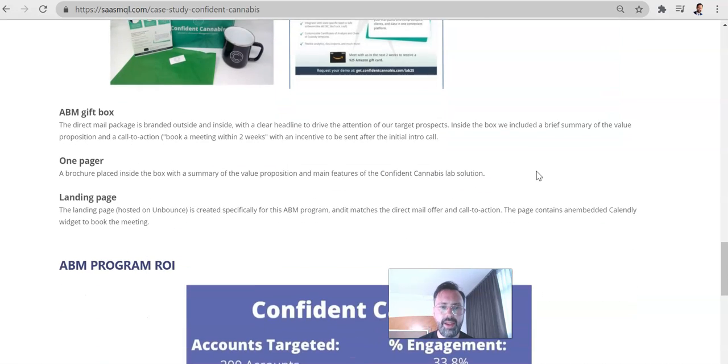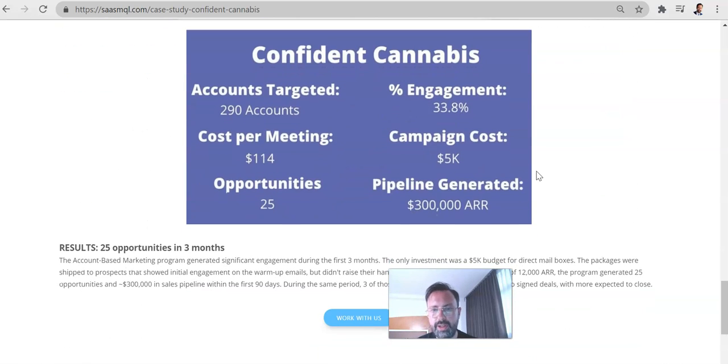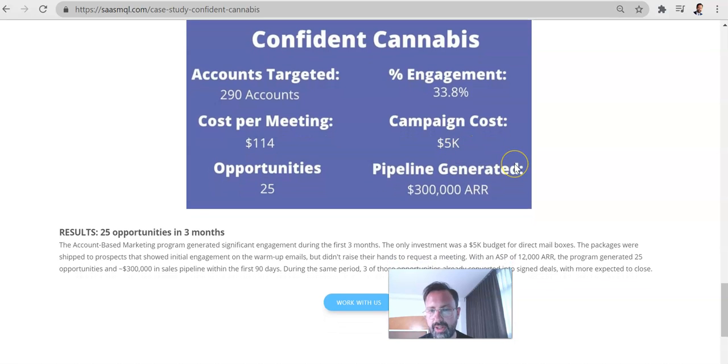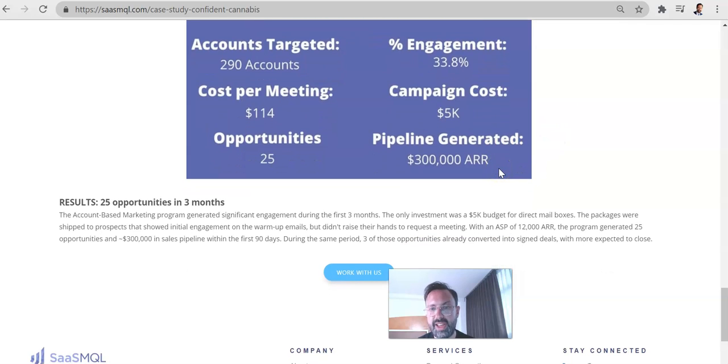So if we look at the results here, the investment in the mailboxes, the gift boxes themselves, was $5,000. Now, there are going to be other costs on top of that. So I'm guessing that the labor and the consulting was probably doubles the cost. So it's probably at least $10,000 plus time. You might say, let's say the total cost of doing this campaign was $15,000. Well, they generate $300,000 in pipeline, which is awesome.